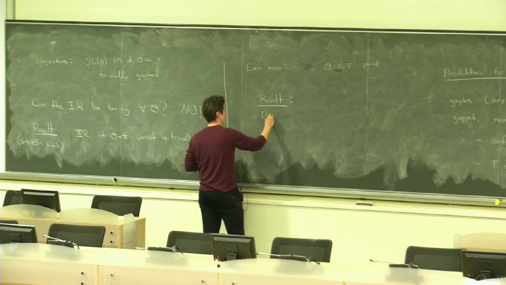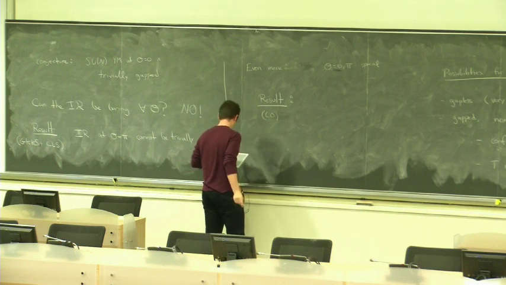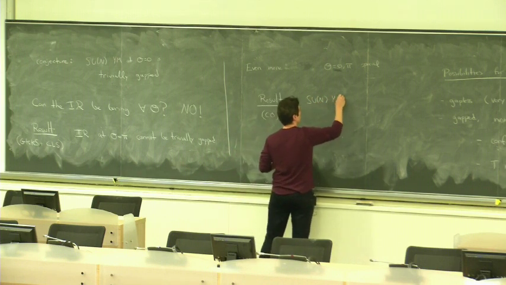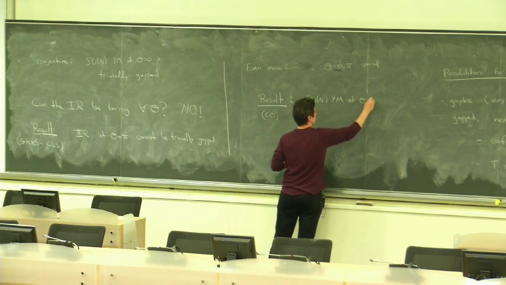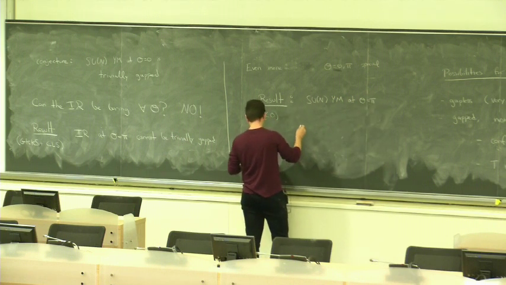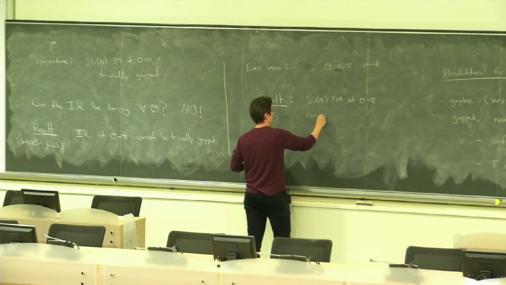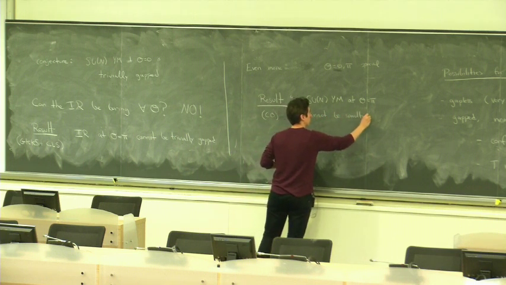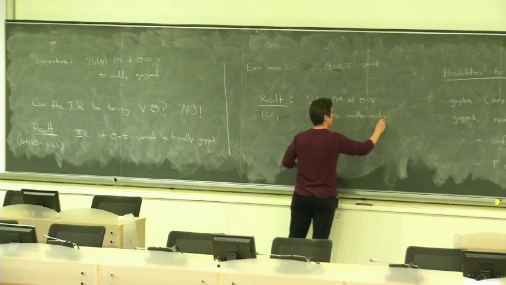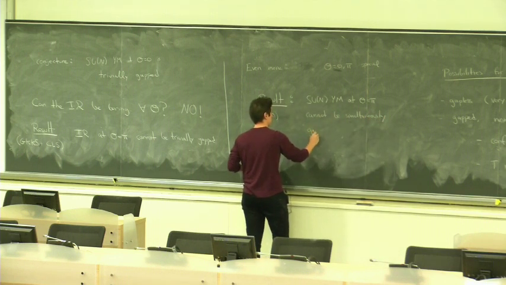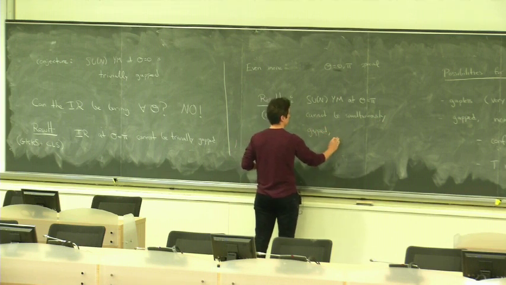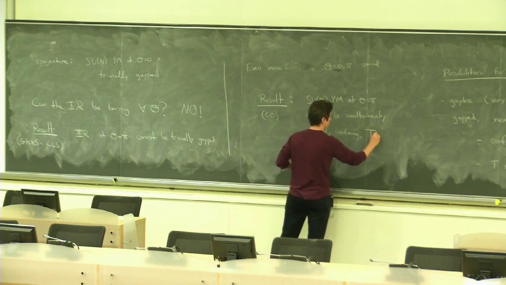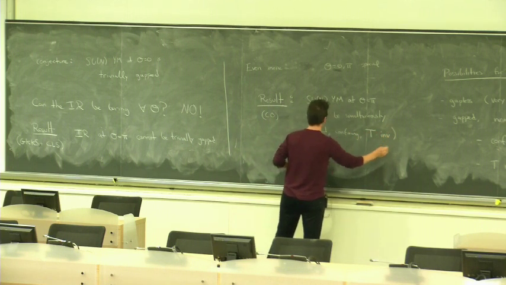This one is due to myself and Kentaro Omori. SU(N) Yang-Mills at theta equals pi cannot be simultaneously three things: gapped, confining, and T invariant at long distances.